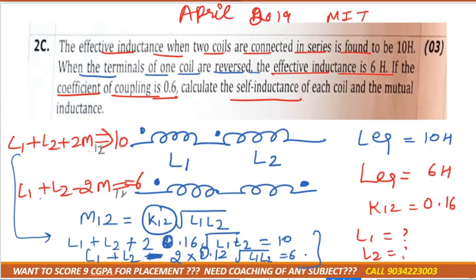So now we have two variables and two equations, right? So can we solve it? And then we'll get the value for L1 and L2. It will make a quadratic equation. If you solve it, then you will get two values. Got it?